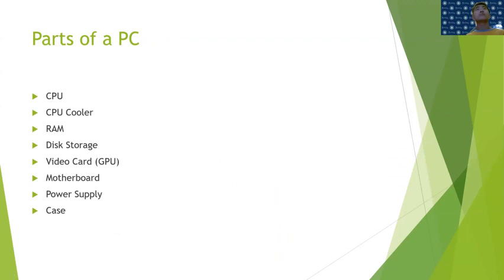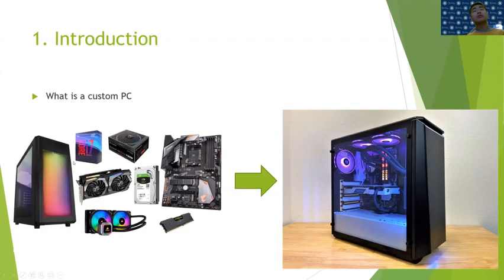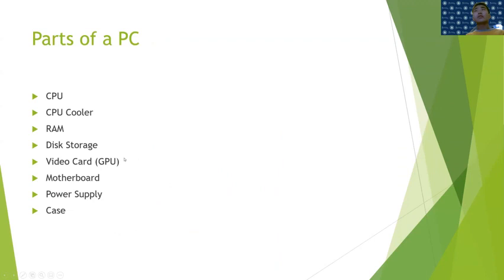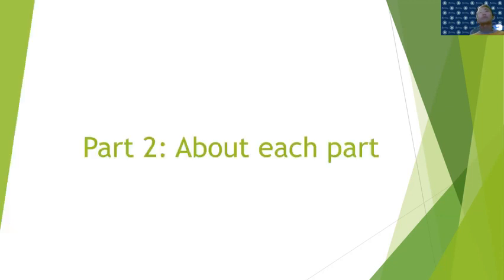Now, what were these parts I just showed you? In total, we're going to use 8 parts to build our custom PC, which are the CPU, the CPU cooler, the RAM, the disk storage, the video card, the motherboard, the power supply, and the case. Now, don't worry if you're not familiar with any of these terms or parts. In this next section, we're going to cover each of these parts one by one.